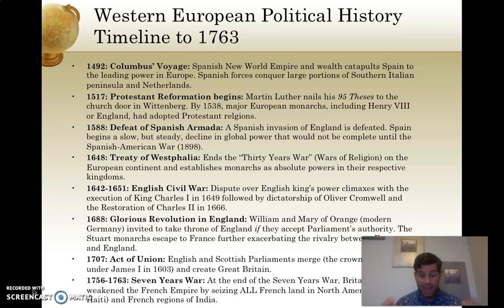1707 is when the English and Scottish parliaments merge. So that's when we stop talking about England and we start talking about Britain. This is something that students always confuse. Like, when is it Britain and when is it England? Well, everything before 1707, there's England, there's Scotland, right? There's Ireland. But after 1707, it's okay to talk about all of those portions as Britain, Great Britain, and we'll talk a little bit about that.